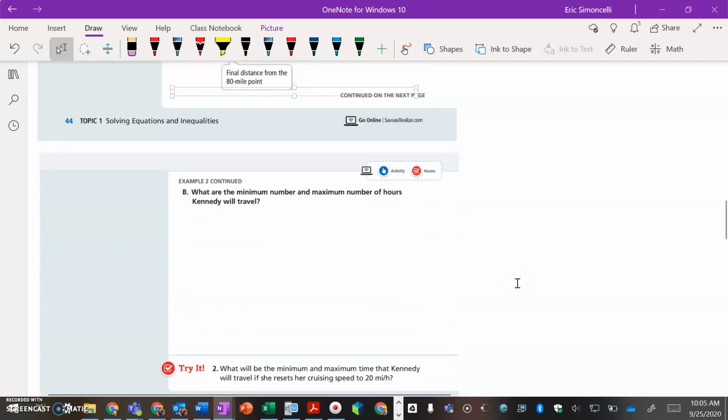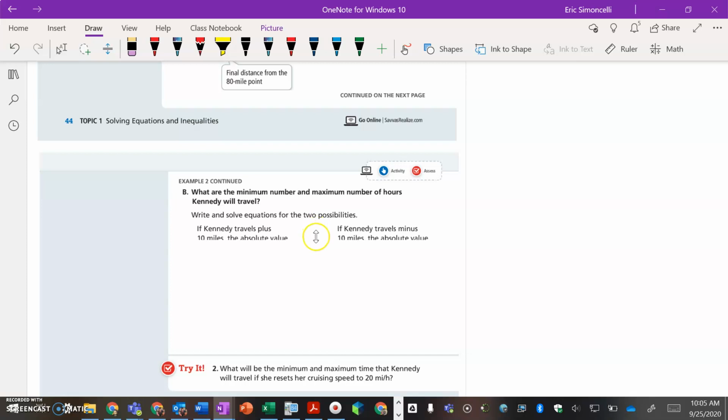What are the minimum number and maximum number of hours Kennedy will travel? So let's take a look. I'm going to write and solve the equations for the two possibilities. If Kennedy travels plus 10 miles, the absolute value expression is positive. If Kennedy travels minus 10 miles, the absolute value expression is negative. In other words, 25x minus 80 equals positive 10. There's your case 1 like we described earlier. And 25x minus 80 equals negative 10 as we described earlier, the negative case.